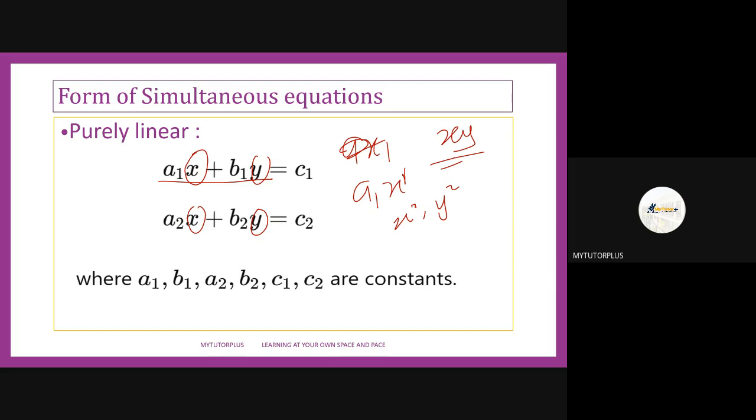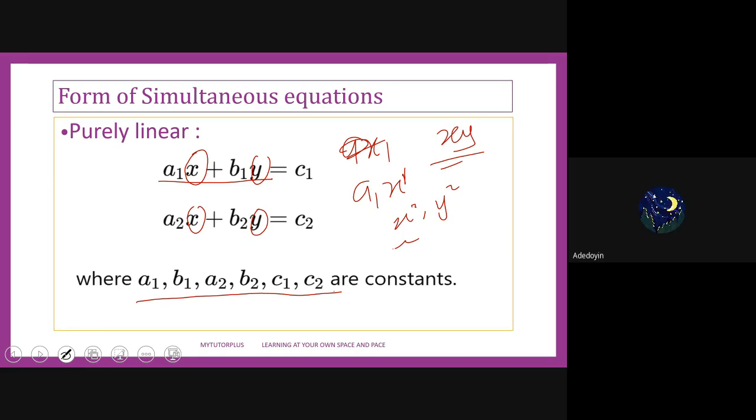Note that a1, b1, a2, b2 I'm having here are all constants, and c1 and c2 are all constants. Is that taking? They are all constants based on what you have in this place, meaning they are just purely numbers. So that is what you need to get right. For purely linear simultaneous equations, the maximum power of the unknown is 1, and there's nothing like multiplication of unknowns together. Can I move on? Yes, sir.